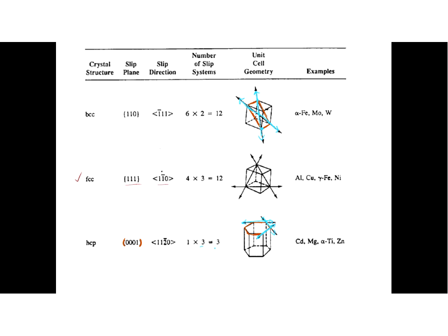So what does it mean to have more or fewer slip systems? Oh, and I've listed some example materials with these crystal structures. BCC is alpha iron, molybdenum, tungsten, and FCC is things like aluminum, copper, gamma iron, nickel. Hexagonal close packed is things like cadmium, magnesium, alpha titanium, zinc.